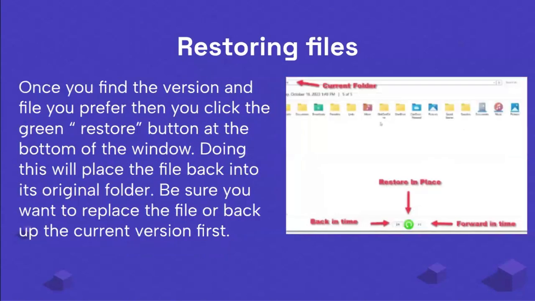Once you find the version and the file you prefer, then click the Restore button at the bottom of the window. Doing this will place the file back into its original folder, but be sure you want to replace the file or back up the current version of it first.